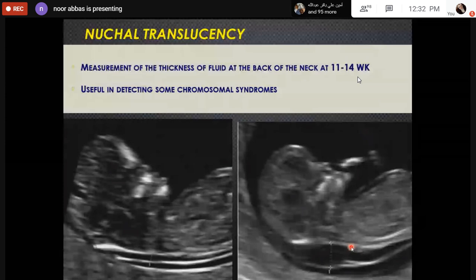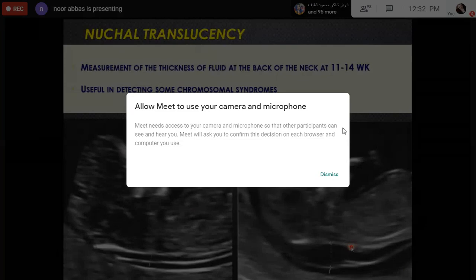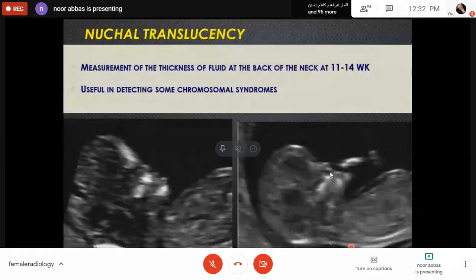The placenta, the location of the placenta. If it is a low-lying placenta in the third trimester, meaning marginal placenta bleeding, this indicates a risk of complications.